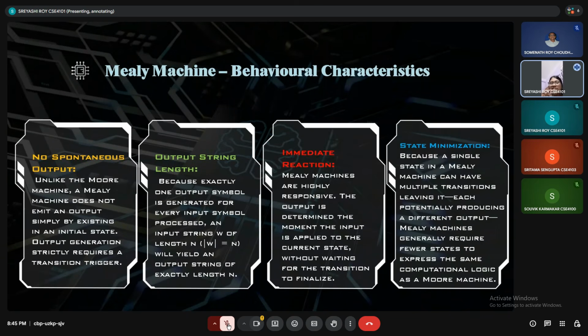Now, the definition leads to specific behavioral characteristics. First, there is no spontaneous output. A transition is strictly required to generate an output. Second, the input string and the output string are exactly the same length. A 5-letter input gives a 5-letter output. Third, the machine has an immediate reaction. The output is determined the moment the input is applied. Finally, a Mealy machine is very efficient. It generally requires fewer states than a Moore machine to perform the same task.